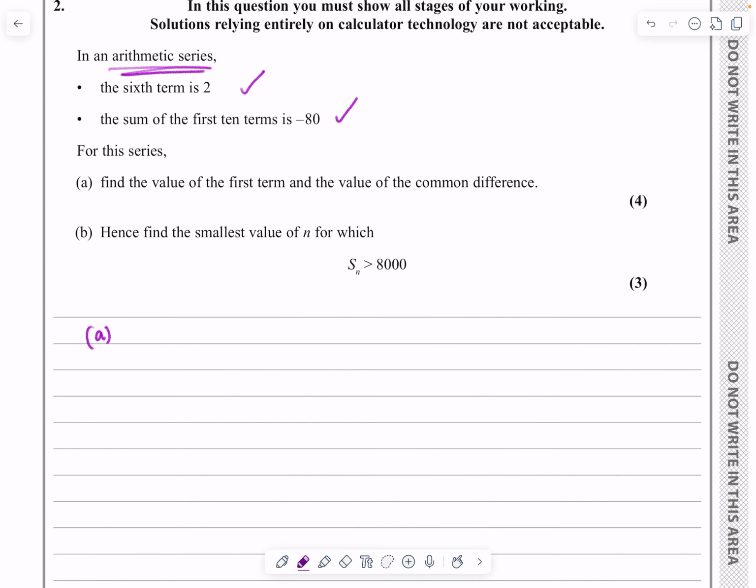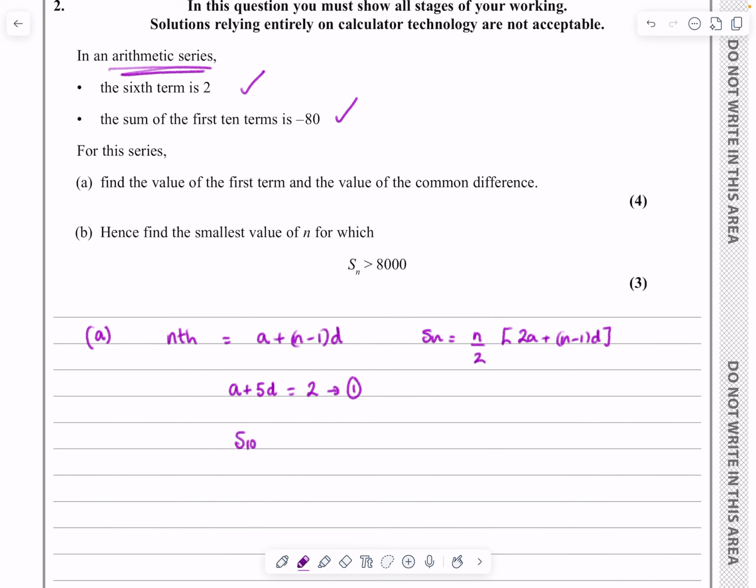Let's just first of all write down what we know about arithmetic series. The nth term is equal to a plus (n minus 1)d, and the sum of n terms is n over 2, (2a plus (n minus 1)d) again. So those are the 2 formulae I'm going to be using. The 6th term is 2. Well, the 6th term will be a plus 5d, won't it? So a plus 5d is equal to 2. So there's one equation.